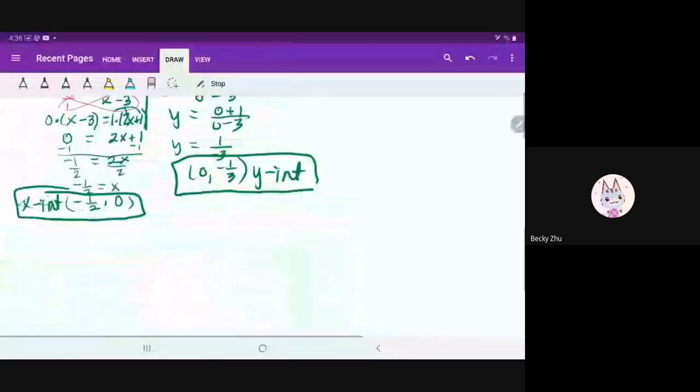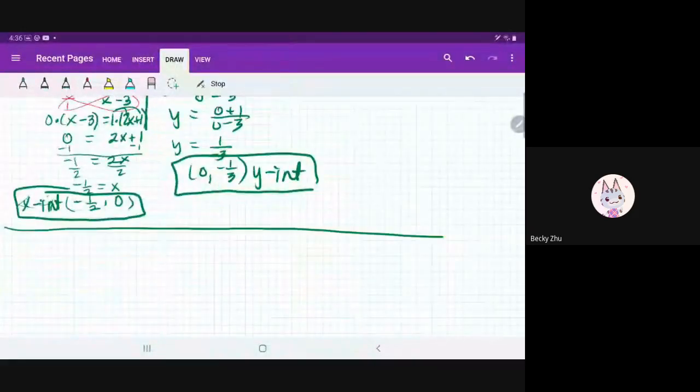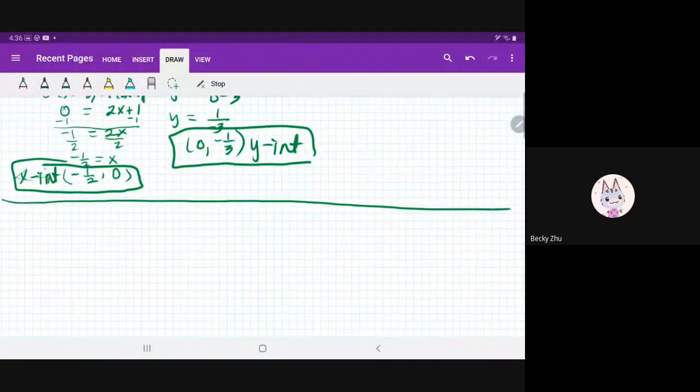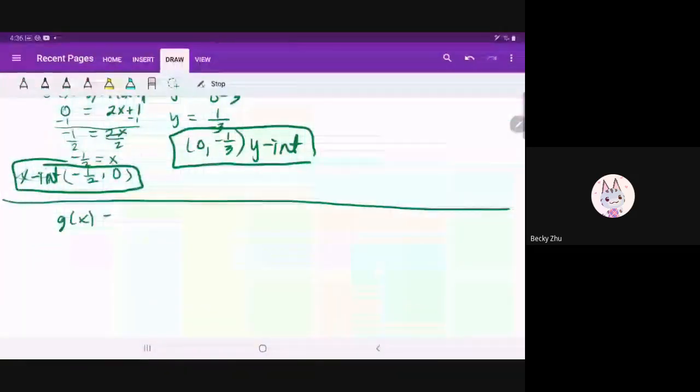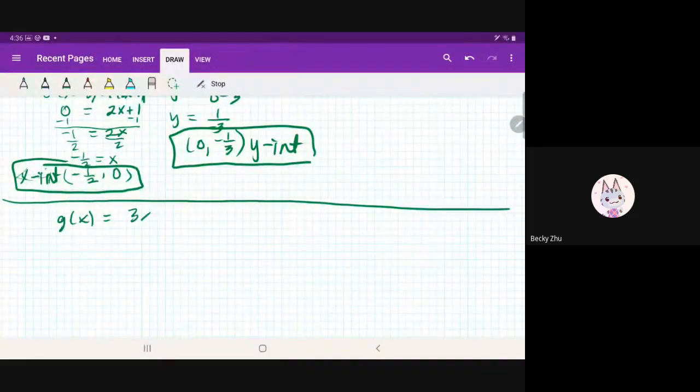Okay, so let's do our next example, which is kind of the same. And for this one, let's find the intercepts first. We don't have to, but might as well.